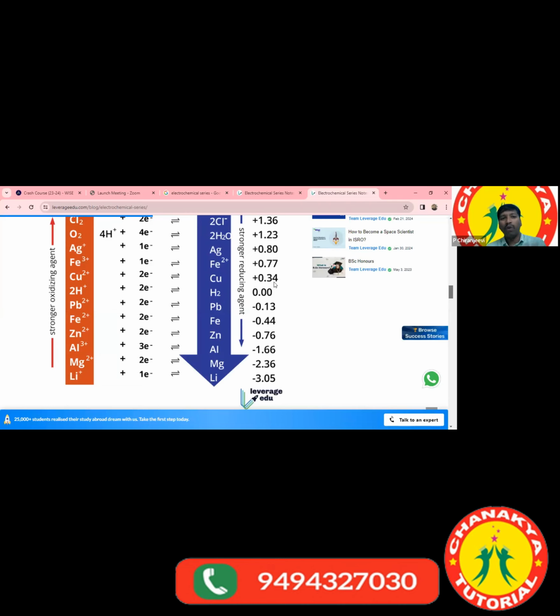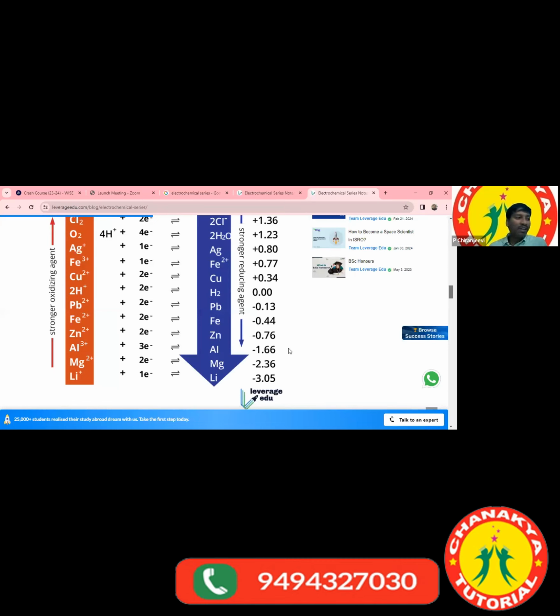For example, four metals. Let us see. I had taken copper as one metal, zinc, aluminium and lithium. For copper I had given +0.34. Zinc I had given -0.76. Aluminium I had given -1.66. And lithium I had given -3.05.